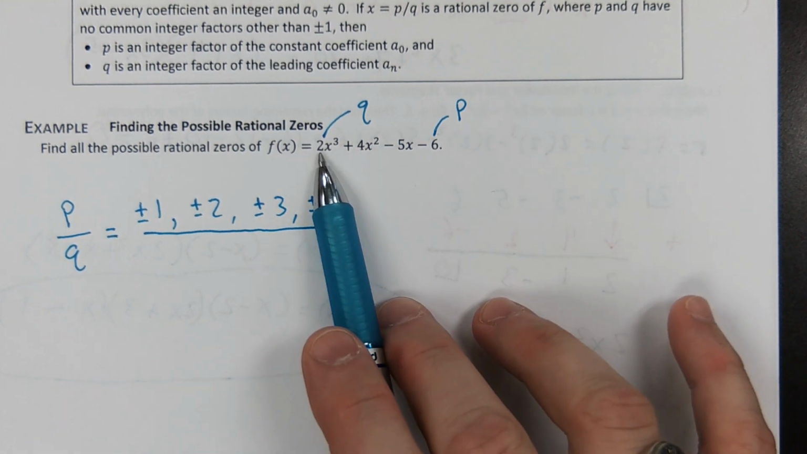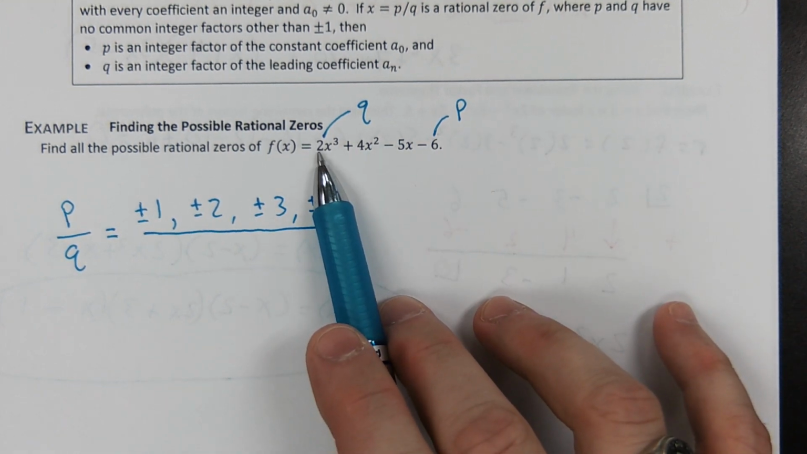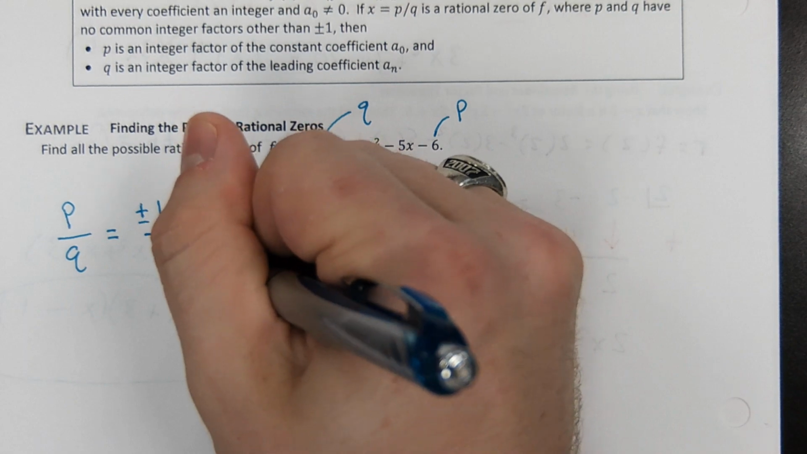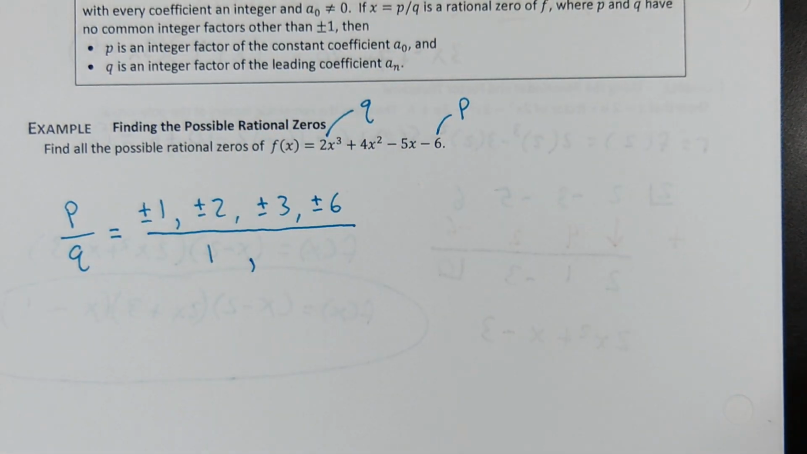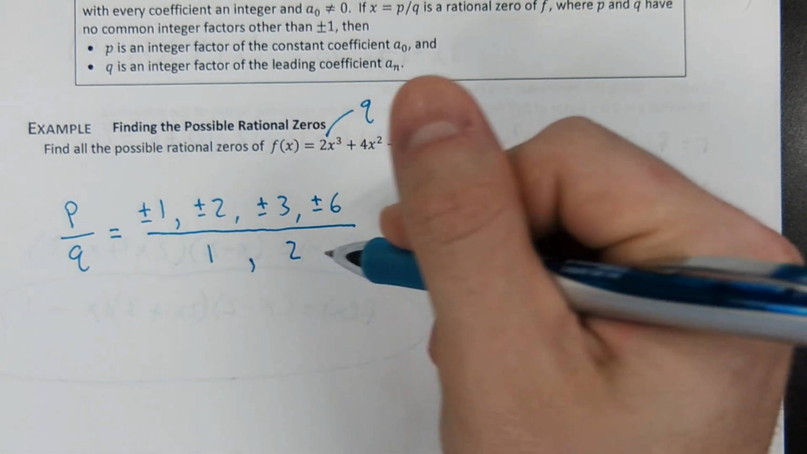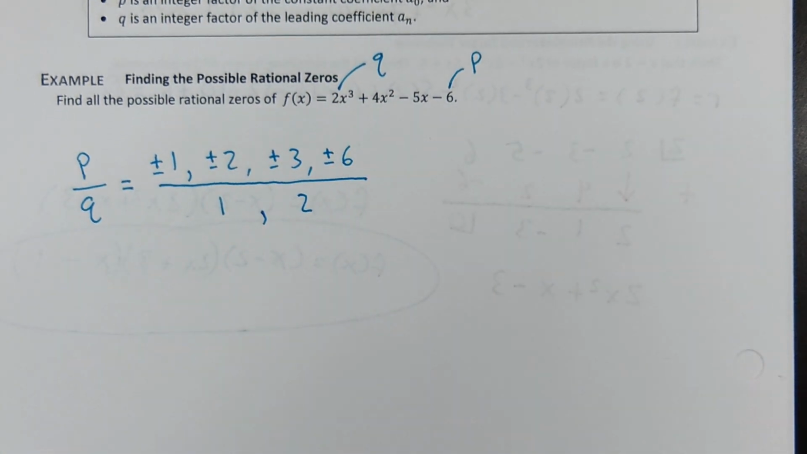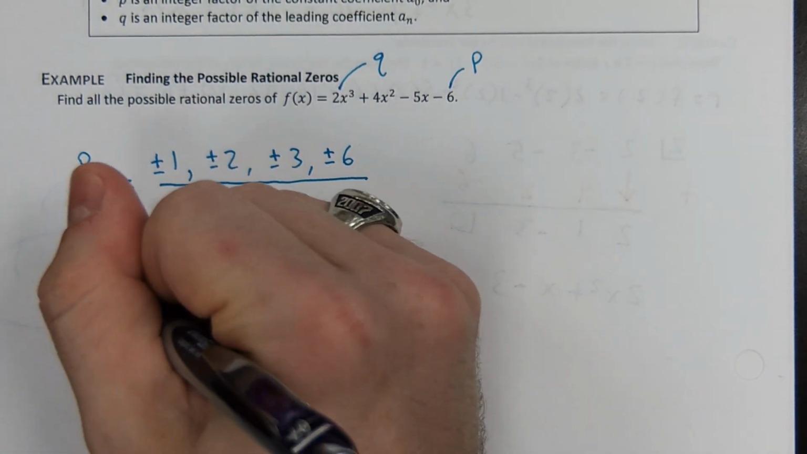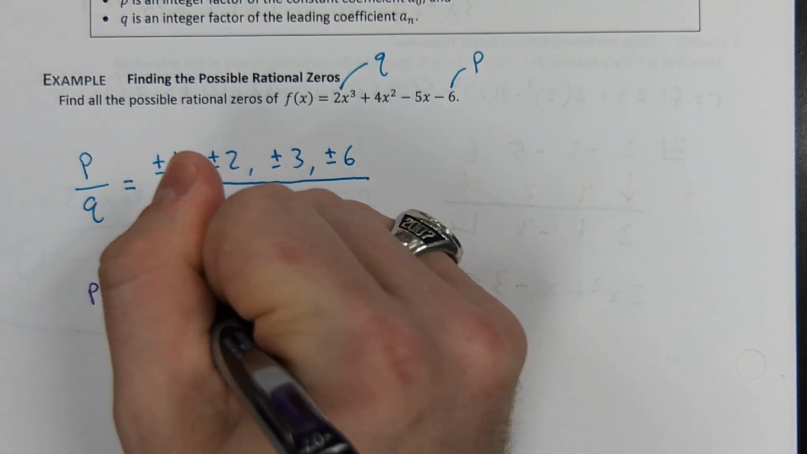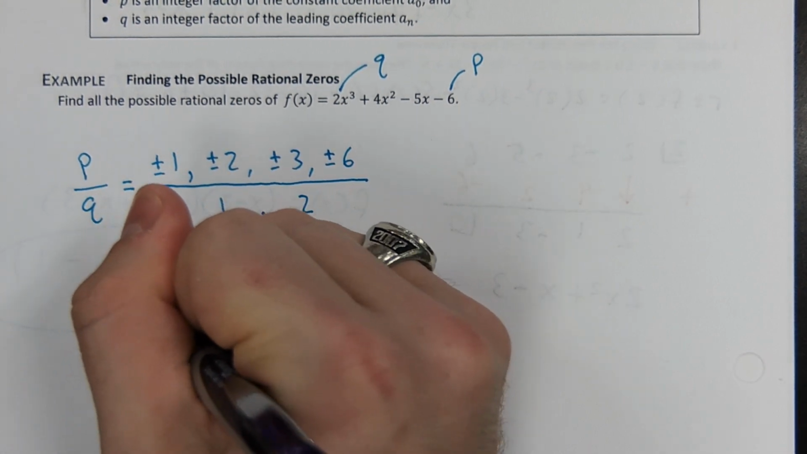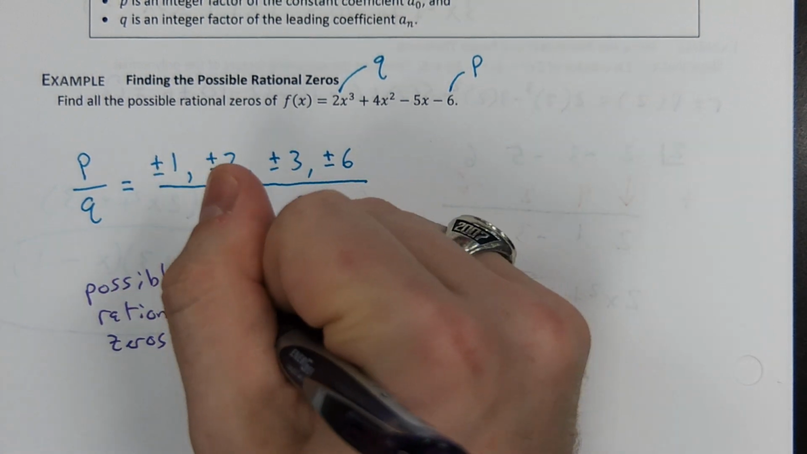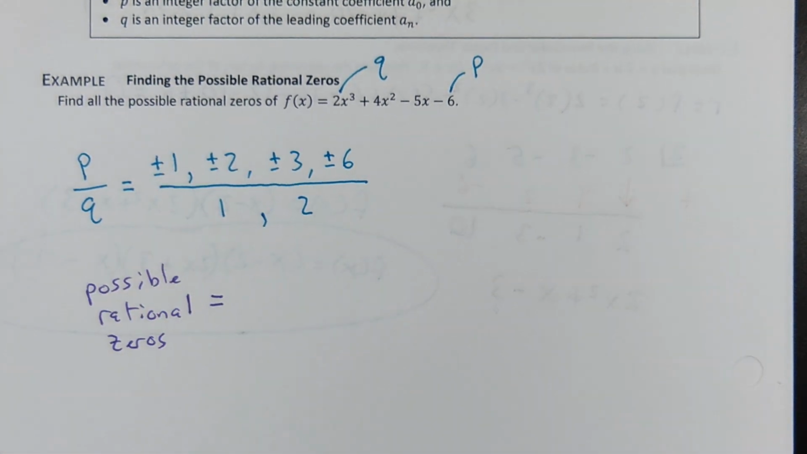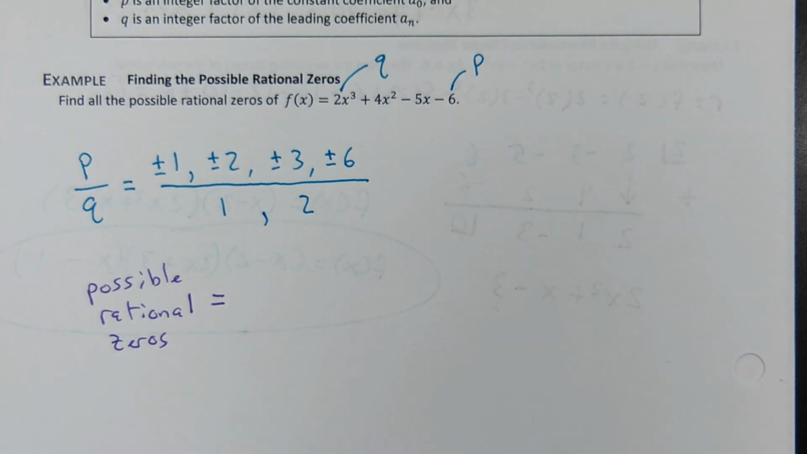So what's the very first number you know you can divide 2 by? 1. And what's the only other number you can divide 2 by? 2. So here are the possible rational zeros. These are the only ones that are even possible.